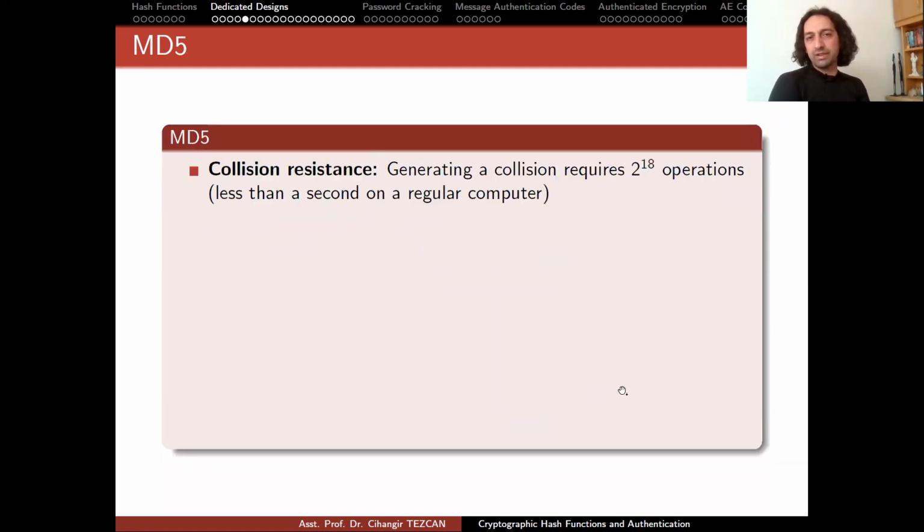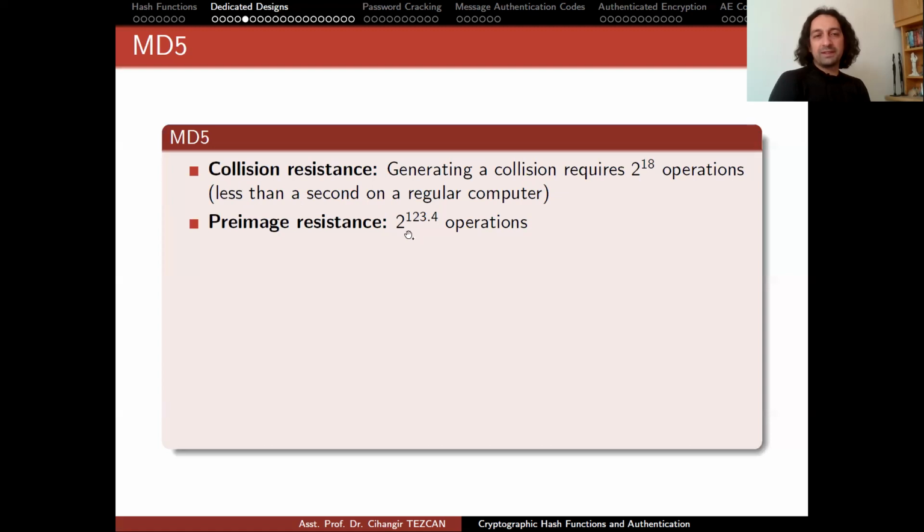The problem is that generating a collision requires 2 to the 18 operations. Recall that due to the birthday paradox, a brute force attack should require 2 to the 64. So this attack is way faster than a brute force attack, and it takes less than a second on a regular computer. So it has no security at all.